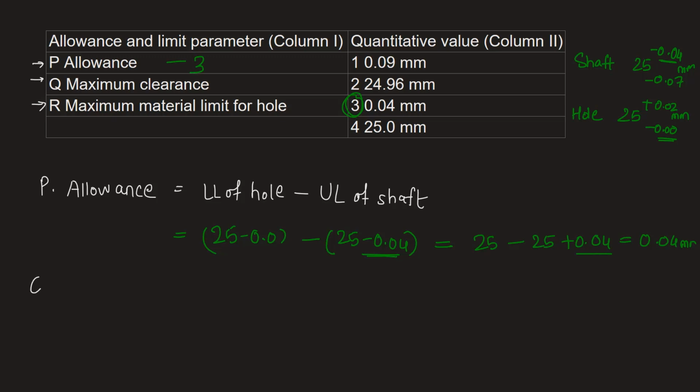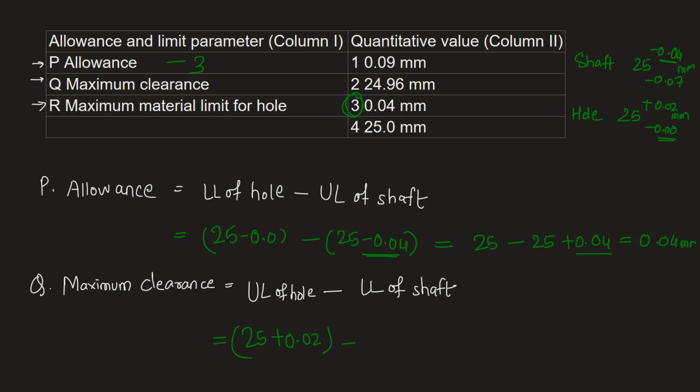Let's find for Q, which is maximum clearance. Now maximum clearance is found out using the upper limit of hole minus the lower limit of shaft. Substituting the values again, we have upper limit of hole is 25 plus 0.02 minus lower limit of shaft, which is 25 minus 0.07. So again 25 minus 25 is 0, and we get 0.02 minus minus 0.07, so this we get as 0.09 millimeters. Q matches with 1 in column 2. So we have Q for 1.